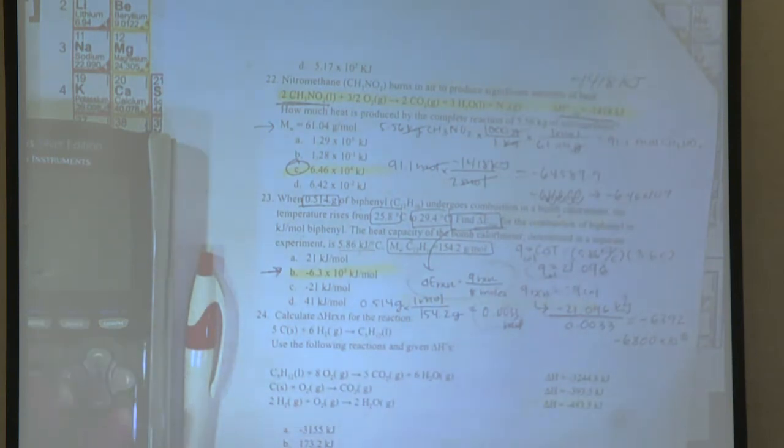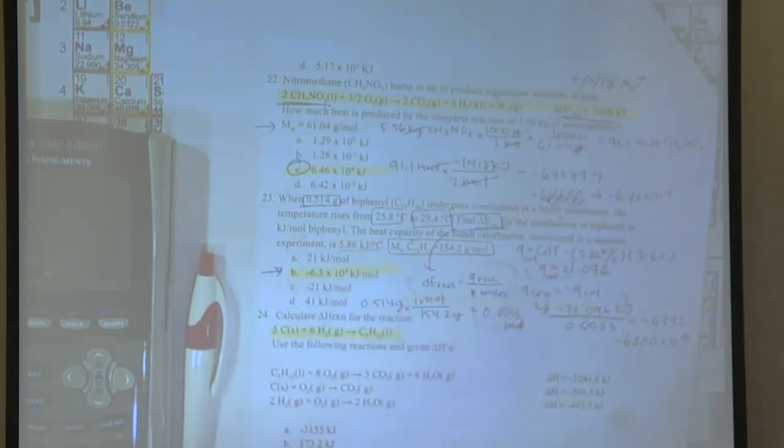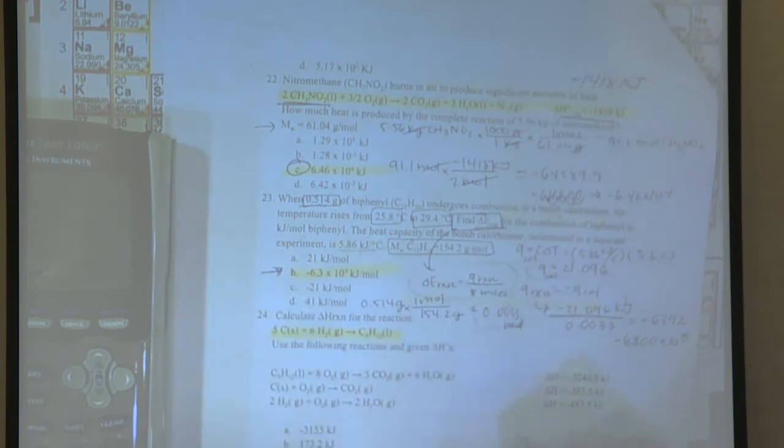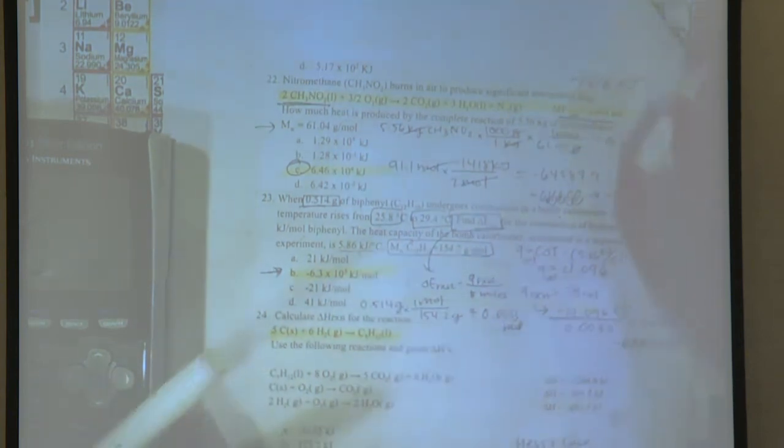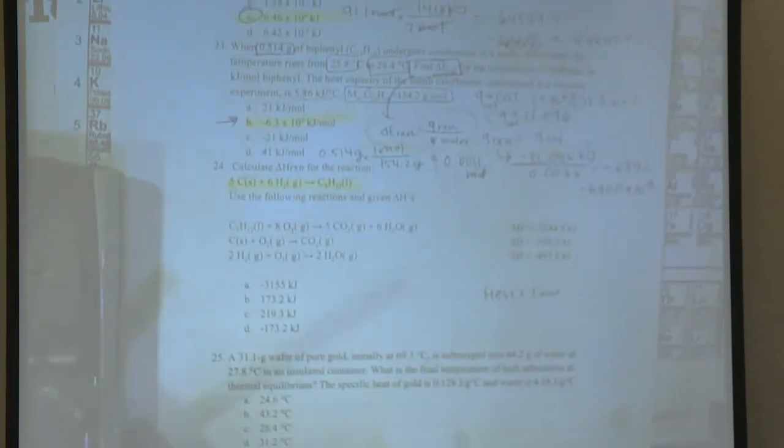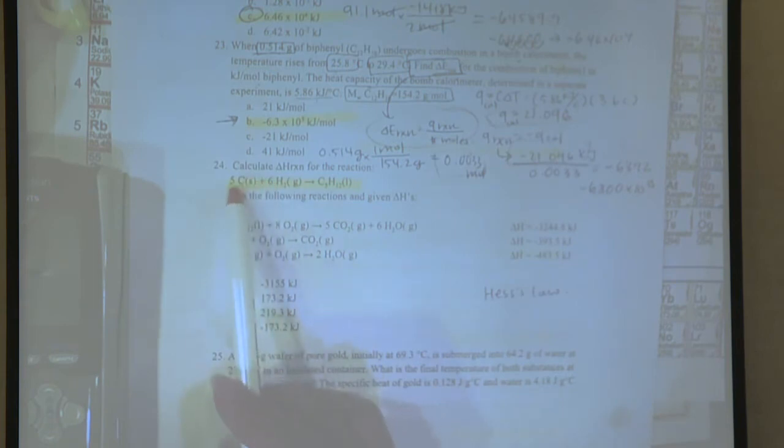Question 24: calculate the delta H of reaction for the reaction, right? So this is our goal here. This looks like Hess's law, right? I'm coming off the page, sorry. Look at this. If this is our goal reaction and this is what we have to work with, the best way to approach Hess's law most of the time is to go reactant by product, right?